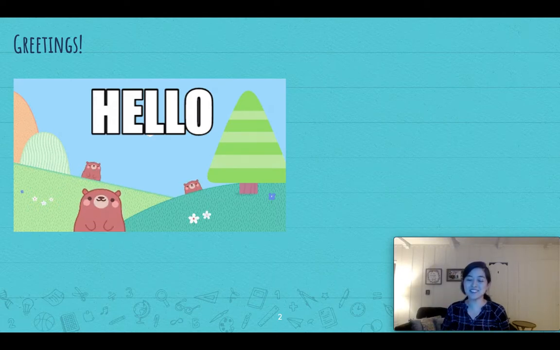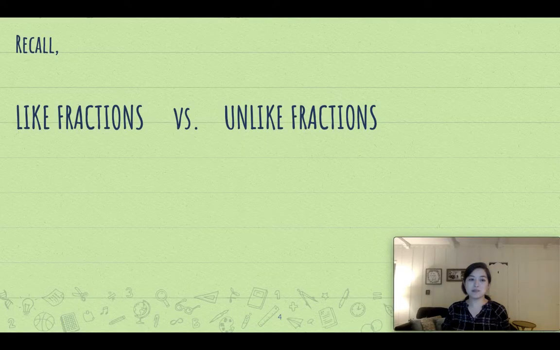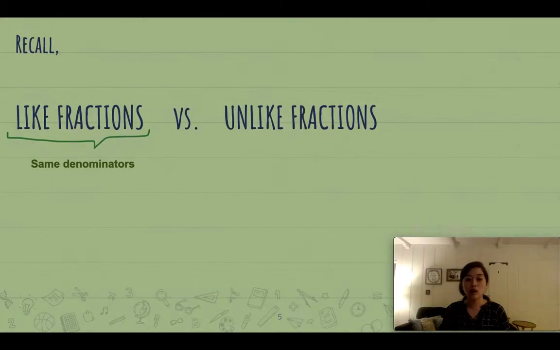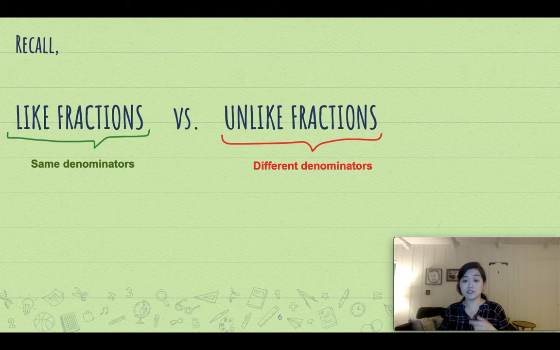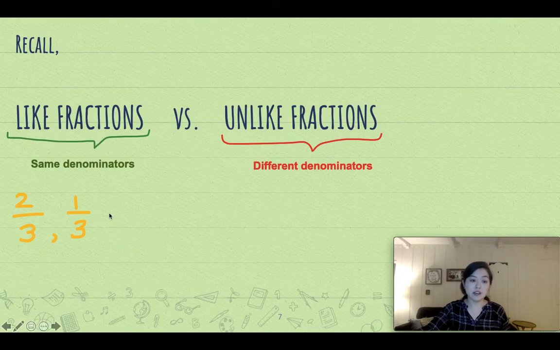Good to see you. Okay, remember from our last lesson, we are talking about the differences between like fractions and unlike fractions. Well, like fractions have the same denominator. Unlike fractions have different denominators. Here are some examples of like fractions, 2/3 and 1/3. They are like fractions because they have the same denominator of 3.